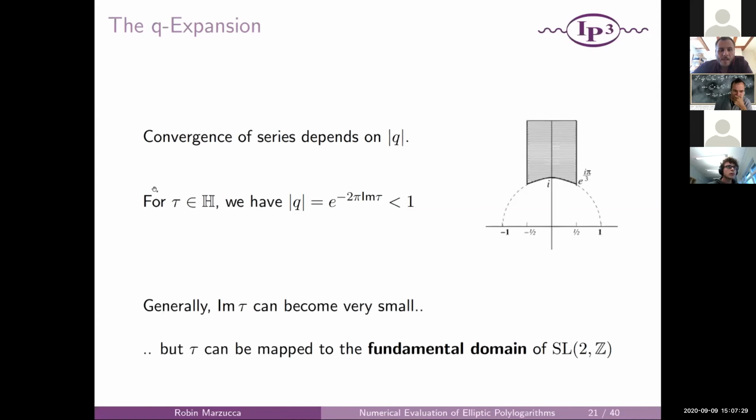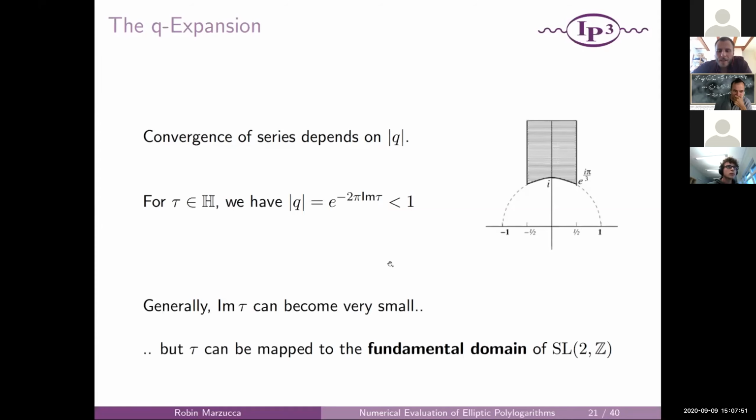At least since tau is in the upper half plane, we have that the modulus of Q is much smaller than 1, and depends on this imaginary part of tau. However, being in the upper half plane doesn't mean too much, because the imaginary part of tau can in principle become as small as it wants.